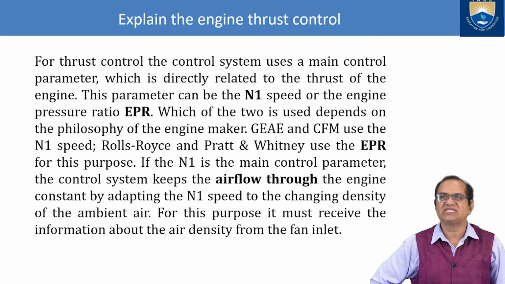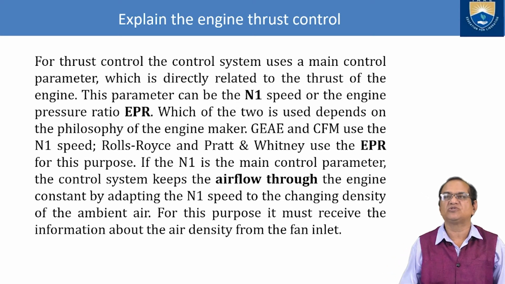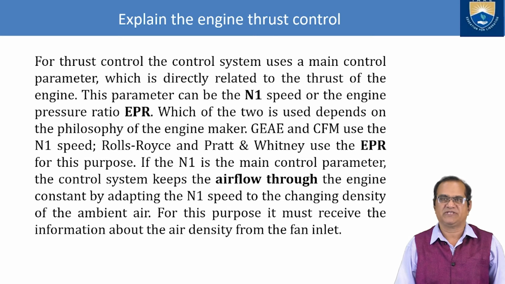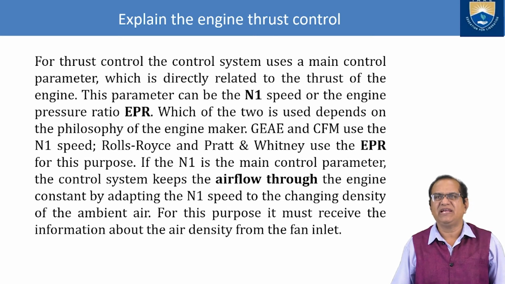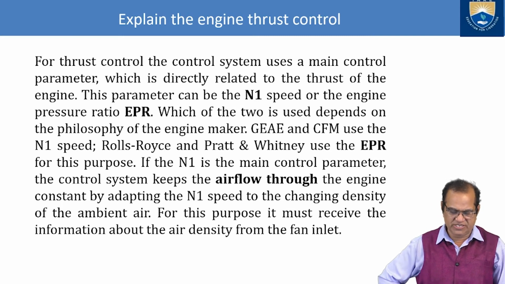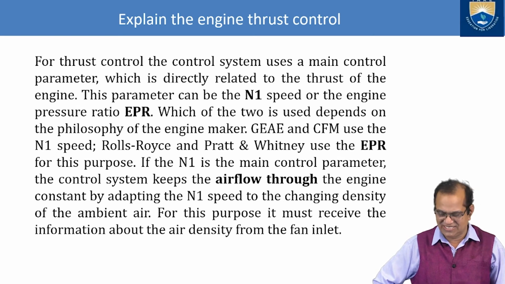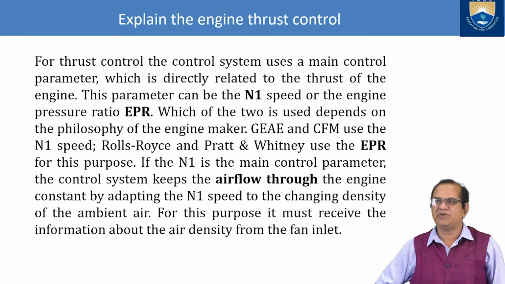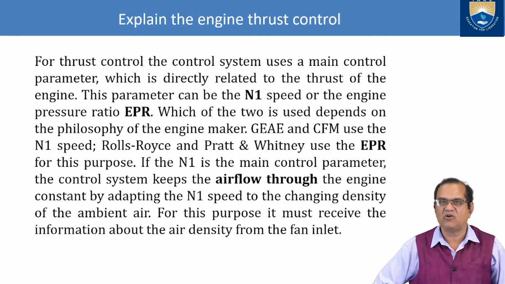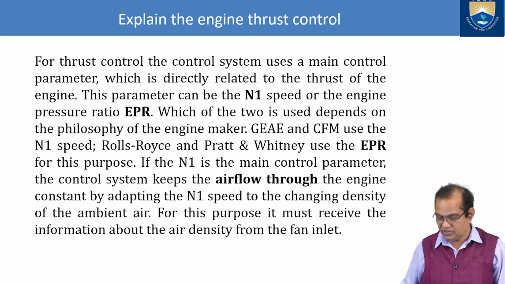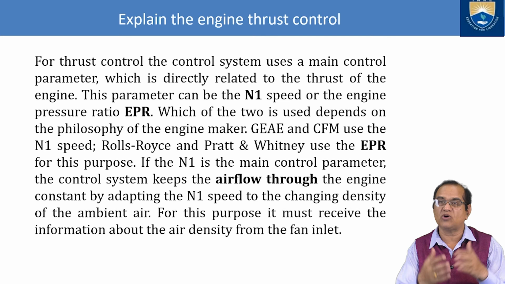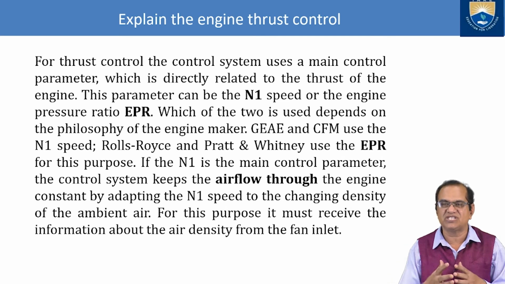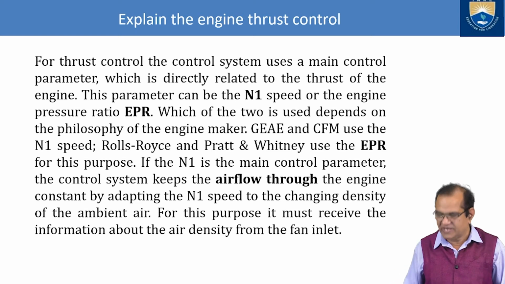GE Aviation engines and CFM use the N1 speed. However, Rolls-Royce and Pratt and Whitney use the EPR, engine pressure ratio, for this purpose. If N1 is the main control parameter, the control system keeps the airflow through the engine constant by adapting the N1 speed to the changing density of the ambient air. For this purpose, it must receive information about the air density from the fan inlet. So the density has to be calculated with the help of sensors inside the inlet before the fan.